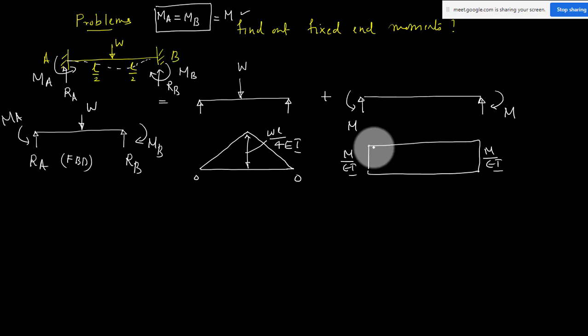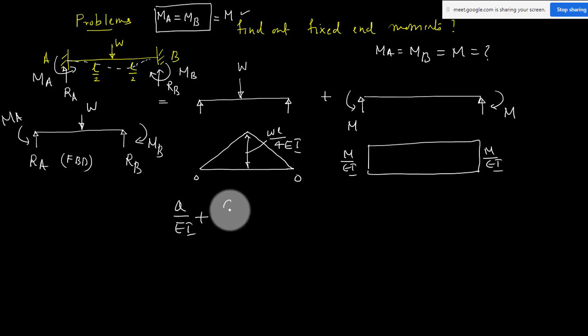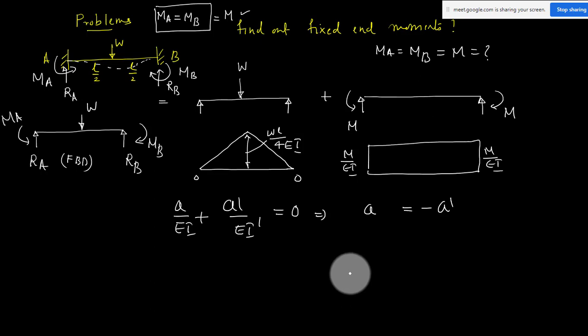So what do you want to find, what do you want to solve? You have to solve for the fixed moments, that is MA and MB. These two are your unknowns. Fortunately both are equal. So you can apply moment area theorem 1: A by EI minus A dash by EI is equal to 0, or both areas are the same, A is equal to A dash. So what is your area? Half into the area of your M by EI diagram. This is your A, and this is your A dash. So what is the area of this diagram? Half into WL by 4EI.